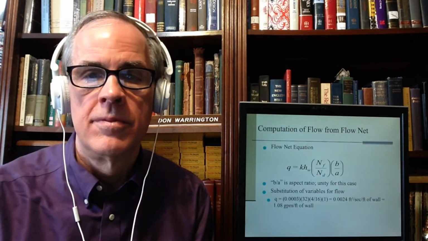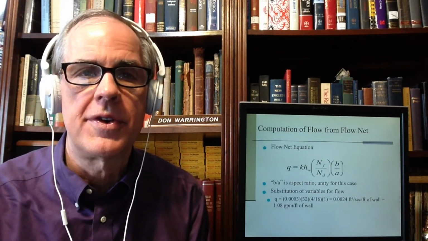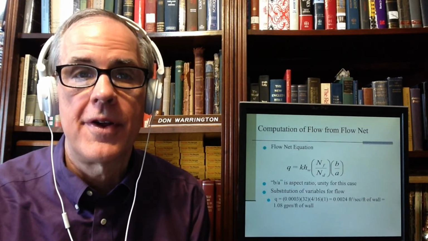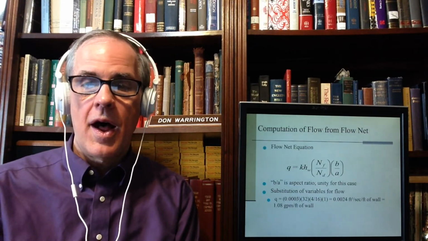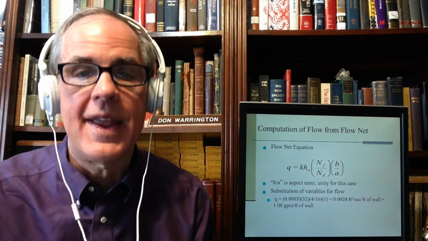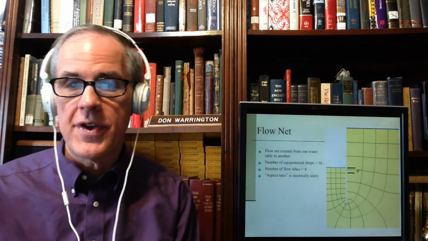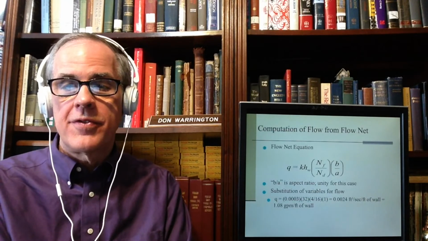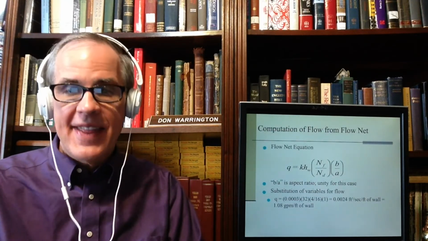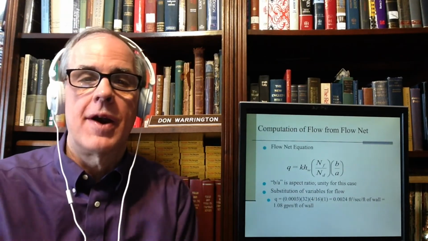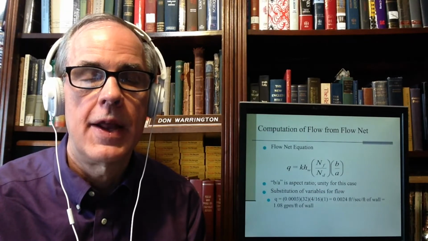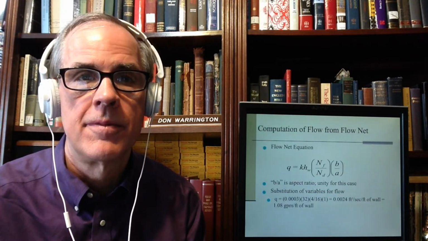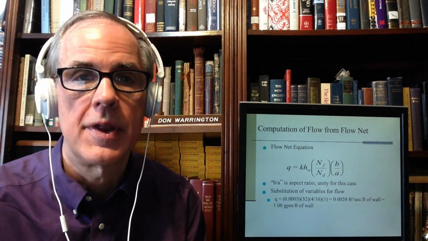Flow net equation. I added B over A as an aspect ratio. It's easier to compute what an aspect ratio is than to draw it. So B over A is unity. All I do is plug and chug into that equation. The HW is 32 feet from here to here. The Q is given, 4 flow channels over 16 equipotential drops. That's it. The important thing is you have to count properly. I would strongly suggest you take the slides, which are separate from this lecture but pretty much the same as what we have here, and count them. Learn how to count these things. It will save you a lot of grief.